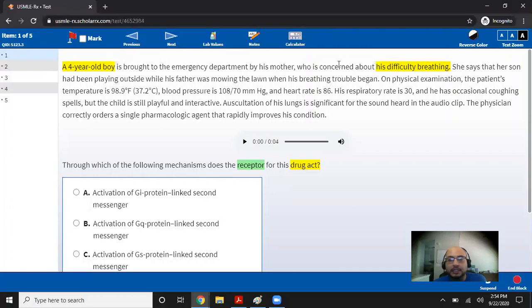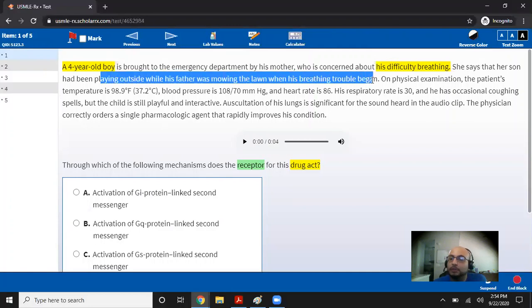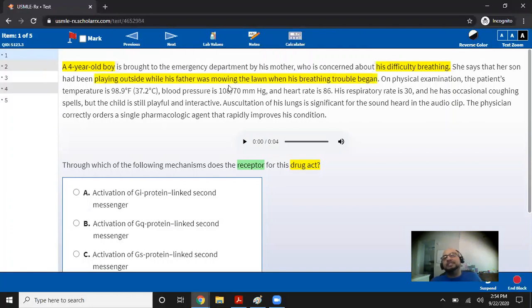All right, the second line says he was playing outside while his father was mowing the lawn when the trouble began. So immediately I say, oh, this sounds like asthma. Maybe he's having an asthmatic attack. Physical exam, labs are okay, blood pressure is a little low, respiratory rate's high, of course, occasional coughing spells, but the child is still playful. Auscultation shows the following. Okay, we leave the audio, the media, the videos, we leave that for last, okay? The physician orders a pharmacologic agent that rapidly improves.